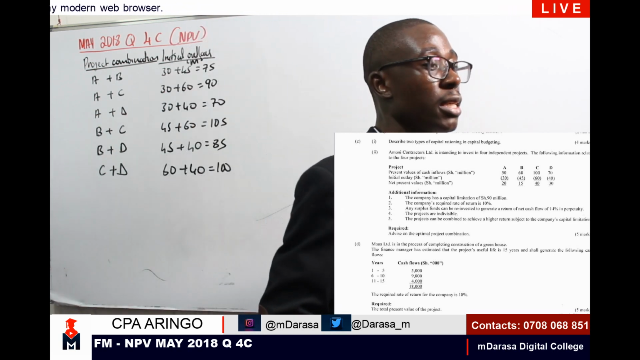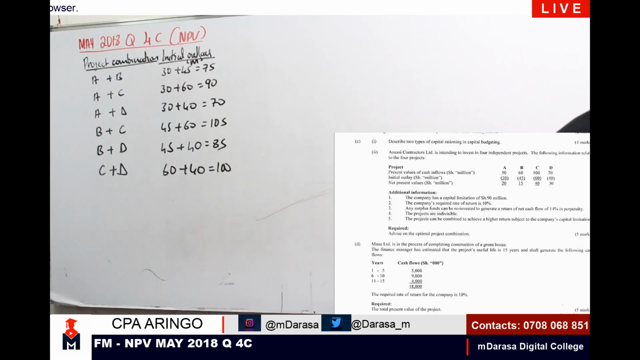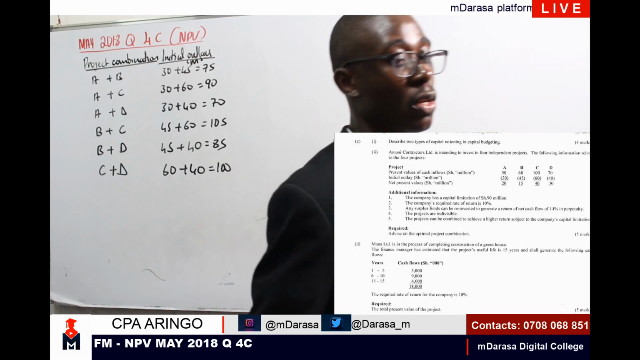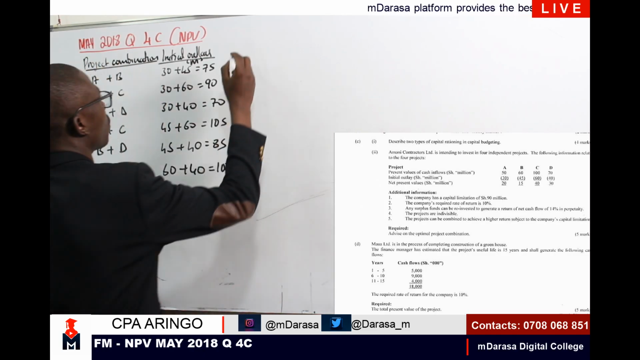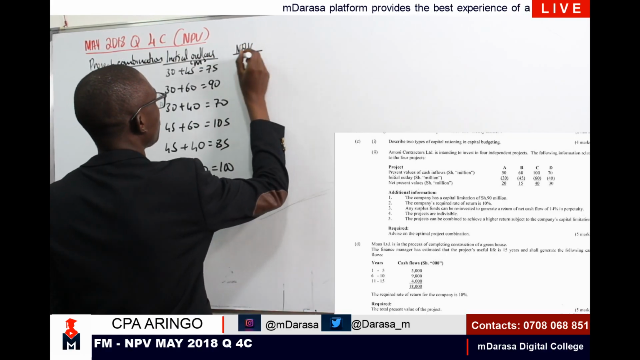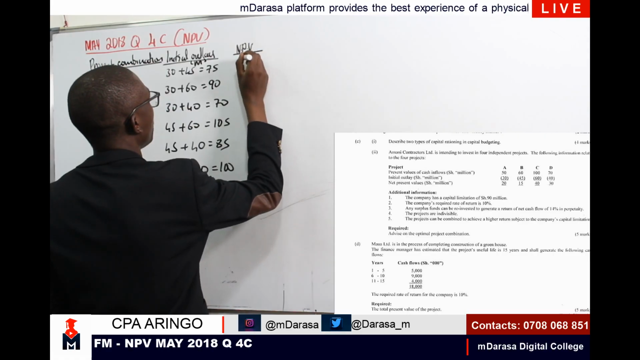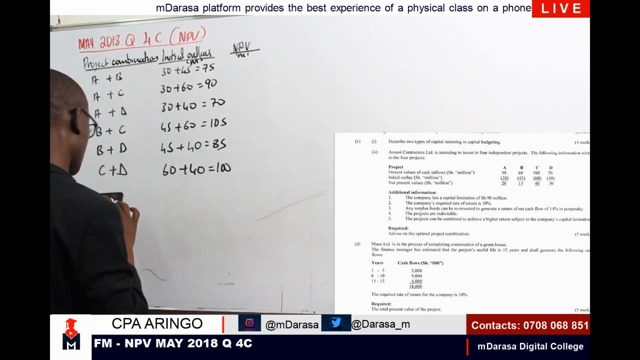The next bit is our NPV, the net present value of these projects. Of course, you are given our net present values. So again, let us combine our net present value and see what we'll have. Remember, our figures are in millions. Just look at the case that was given.